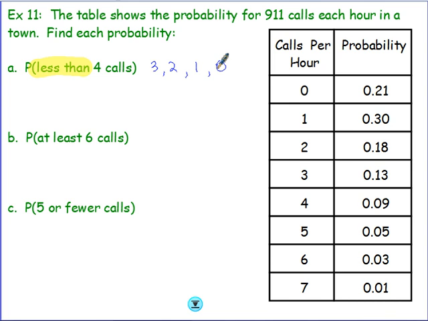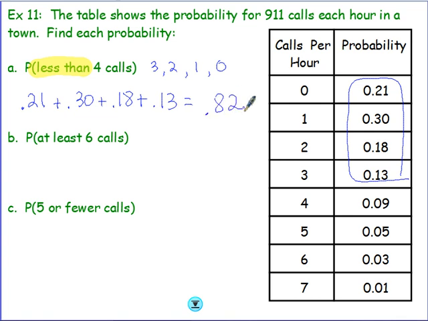So all we're doing is taking the answers for 3, 2, 1, and 0. That would be these guys right here. And we're adding them up. Super easy. 0.21 plus 0.30 plus 0.18 plus 0.13. And you should get 0.82. Super easy, right? Okay, so pause. I want you to try B and C on your own. Then unpause and you will see the answers.